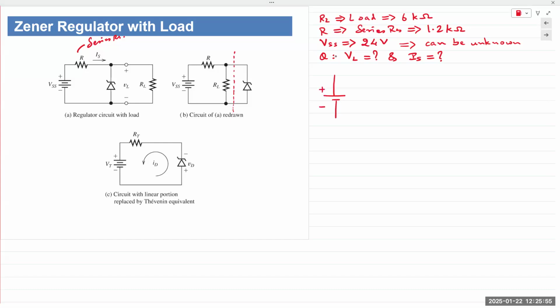So VSS, series resistor R, and my load resistor RL. And my Zener diode is broken away, leaving behind two terminals of analysis, A and B. So I need to analyze the rest of the linear circuit. And remember, the diode is nonlinear, resistors are linear. So I need to analyze the rest of the linear circuit to determine the Thevenin voltage and the equivalent Thevenin resistance.